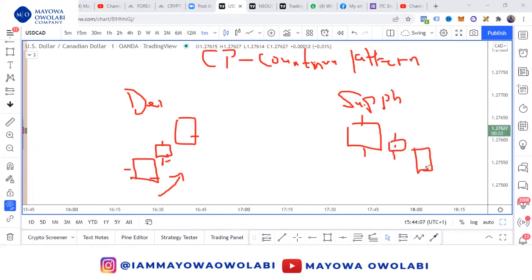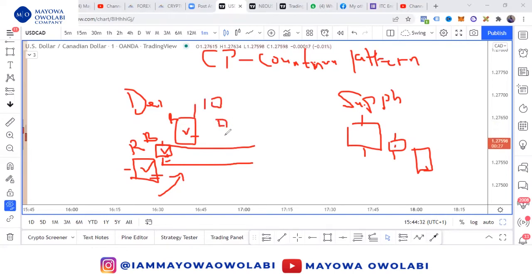So like I shared with you in the first episode on this, our entry will be here on this base, which is rally, base, rally. It means bullish candle, a base candle, and a bullish candle. So what do we see? We want to see the market retrace back into this demand zone, then we'll buy. So we are actually going to be trading the base.